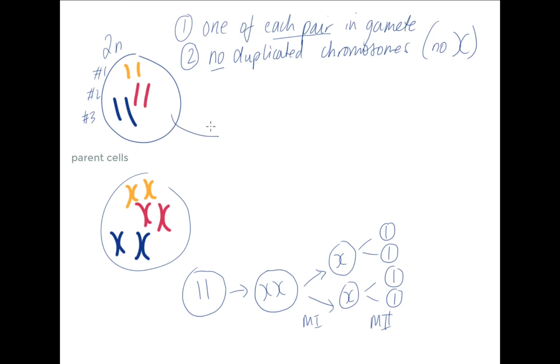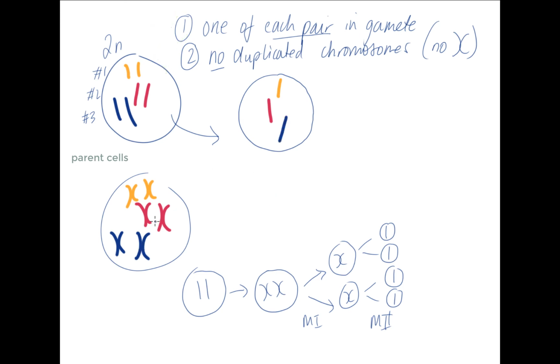So if I'm to take this cell, for example, and this is the cell before it undergoes S phase of interphase, there's no X shapes. It's actually kind of easy to do. All I want to do is make sure I take one of those pairs. So there's going to be one of the yellow one, there's going to be one of the pink one, and there's going to be one of the blue one.